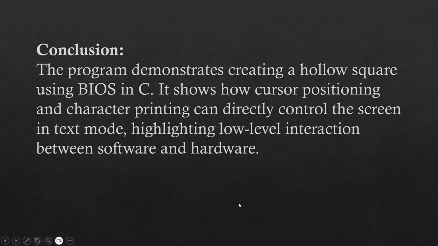So the program demonstrates creating a hollow square using BIOS in C. It shows how cursor positioning and character printing can directly control the screen. We use the functions 02h and 09h to move the cursor to the specific position and to print the character at that position with the attributes. It highlights the low level interaction between the software and hardware.